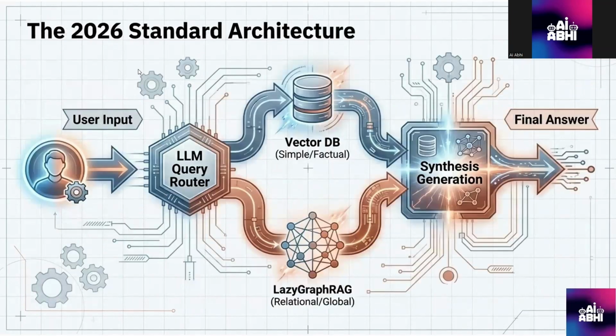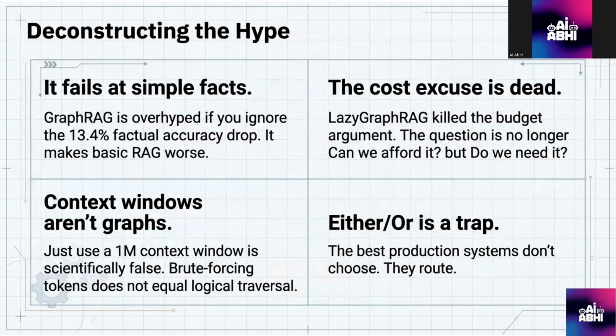See the 2026 standard architecture, as you can see: user input, LLM query router, vector DB or lazy GraphRAG, then synthesis generation, and the final answer. So let me tell you about some of the hot takes.